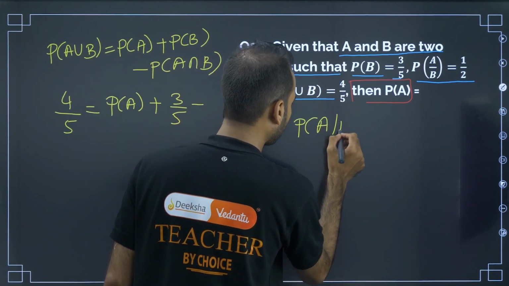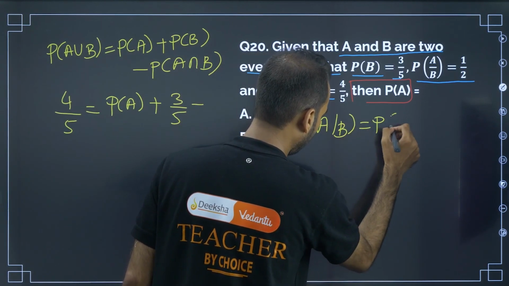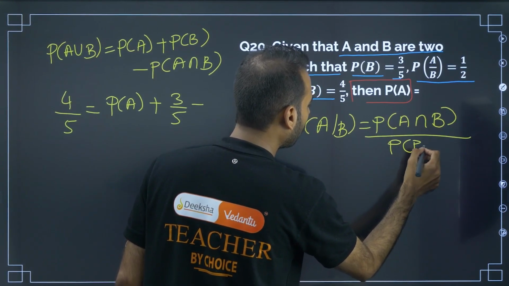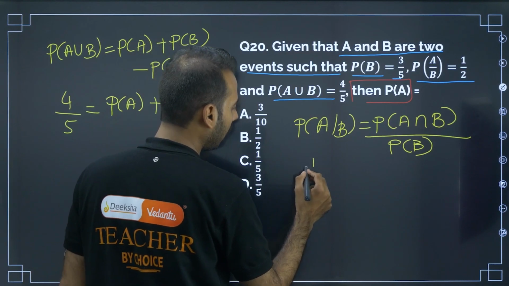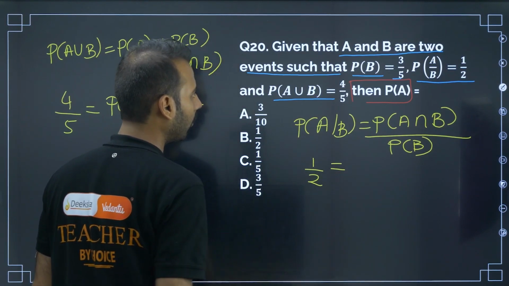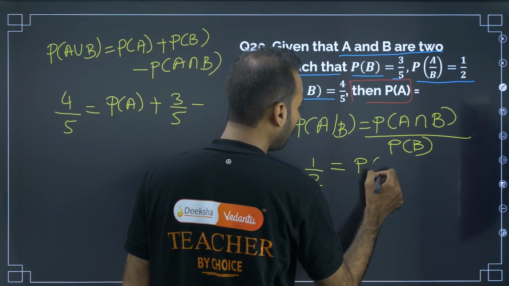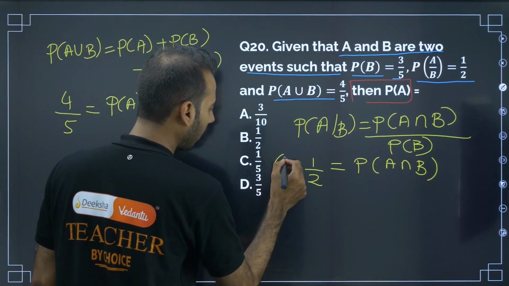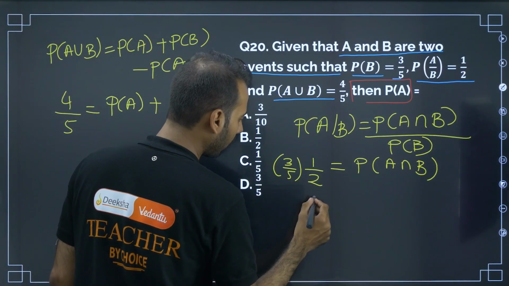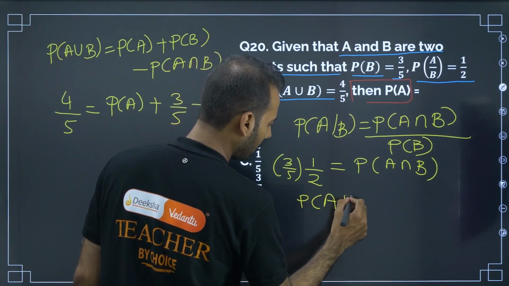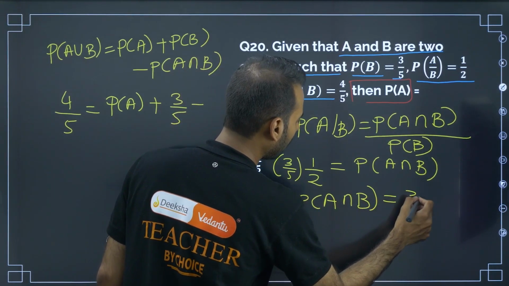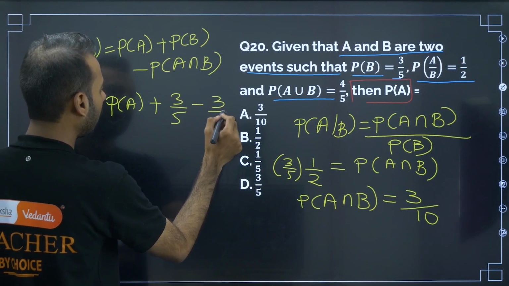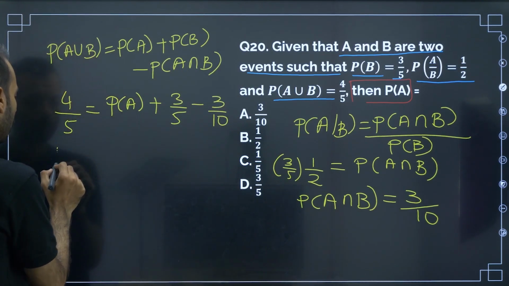Probability of A given B is equal to probability of A intersection B divided by probability of B. Probability of B is 3 by 5. So if I place this 3 by 5, probability of A intersection B is equal to 3 divided by 10. So if I place 3 divided by 10 here, what we have to simplify?